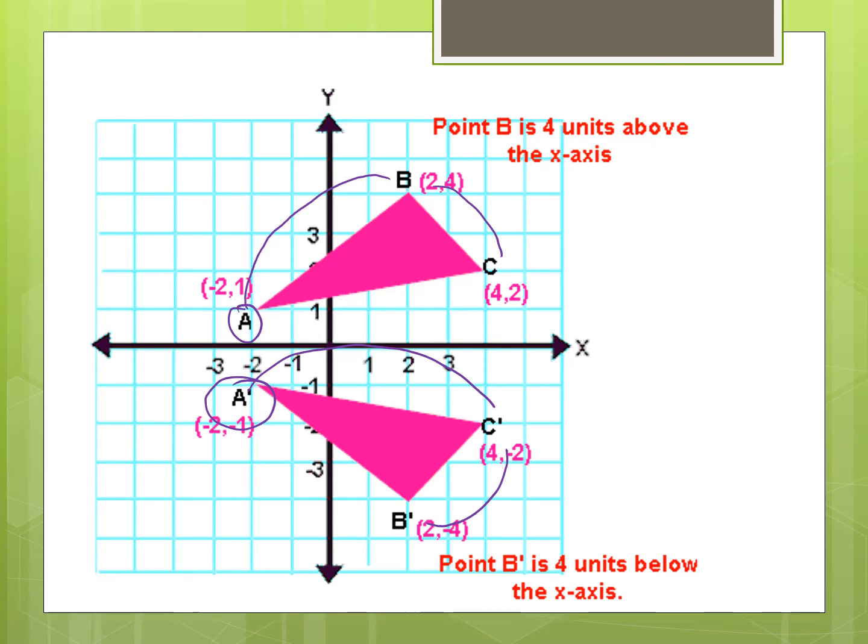For invariant points, well, I want you to think if I had a point right here, let's call this point D. If I reflect that point over the x-axis, it's not going anywhere because it's already on the x-axis. It's on that line of reflection. So any point on the line of reflection will remain invariant, meaning doesn't change.